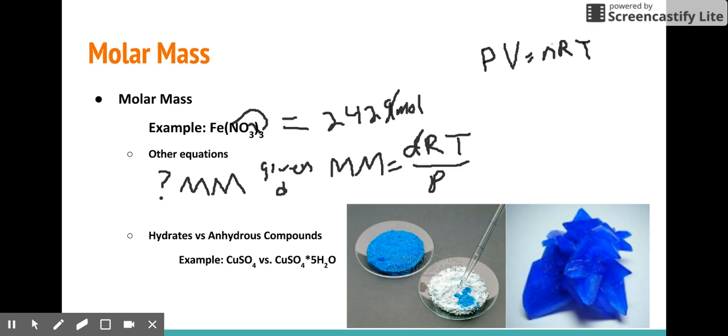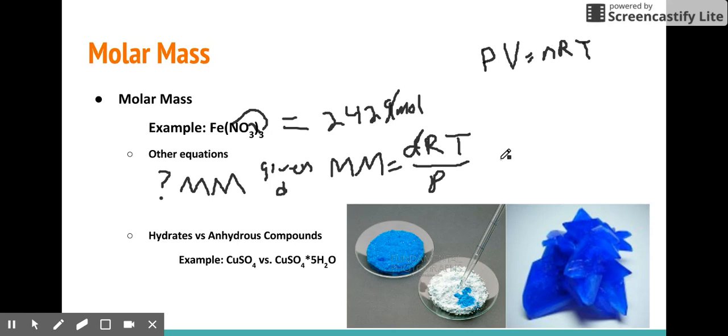So molar mass equals dirt over P: density, R value, which is 0.0821, times temperature. That temperature does need to be in Kelvin, over pressure. So that's one way that I can find a molar mass if I'm given density.